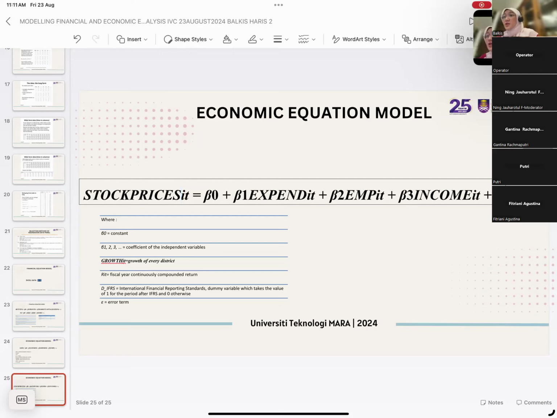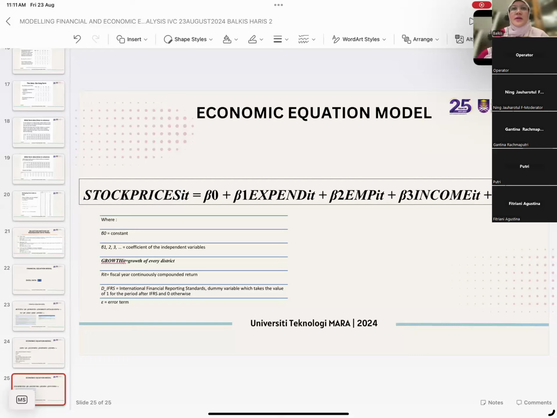Normally if we have many data like that, we call it dynamic panel data. And then you have X1 is the GDP, X2 is the inflation for that country for 10 years, and then X3 you have unemployment rate for that country for several years. Okay, so that is part of the economic equation model.